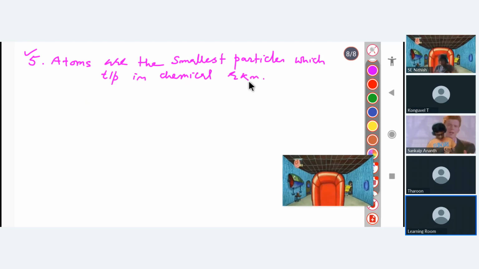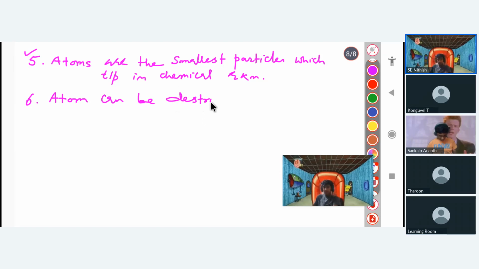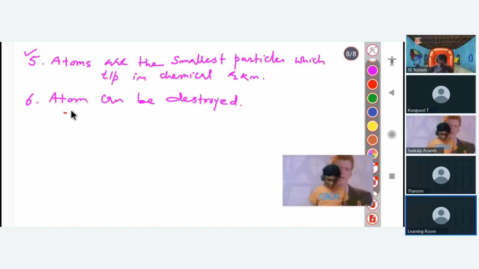Okay, next was that Dalton told that atom can neither be created nor be destroyed, but according to the modern atomic theory, atom can be destroyed, but cannot be created. Destroyed means where will it go? I will just give you the example of nuclear fission and fusion, where it converts to energy.